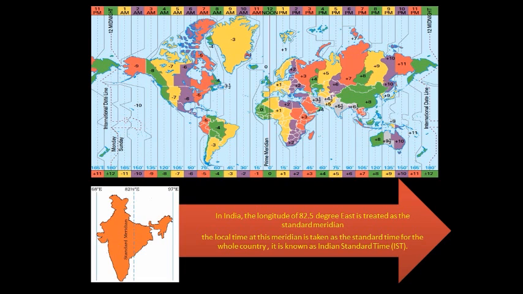So in order to avoid that confusion, our country is using one single time as our Indian Standard Time. The local time at this meridian, that is the 82.5 degree east meridian, is taken as the standard time for the whole country. It is known as Indian Standard Time.